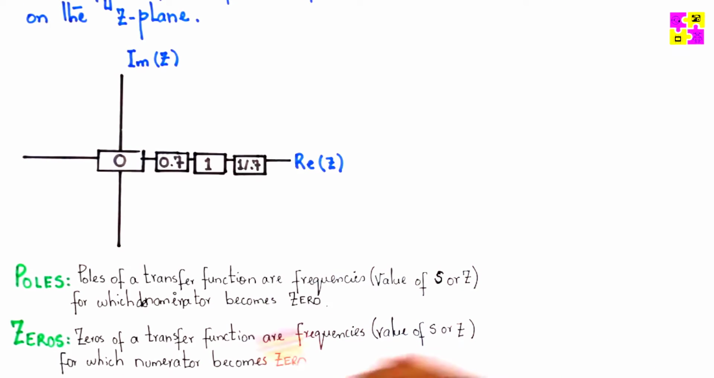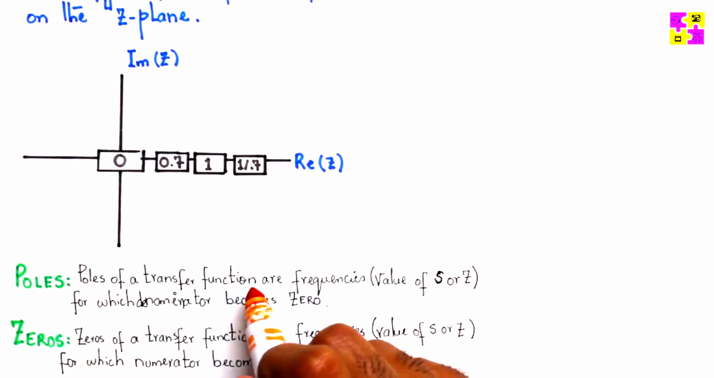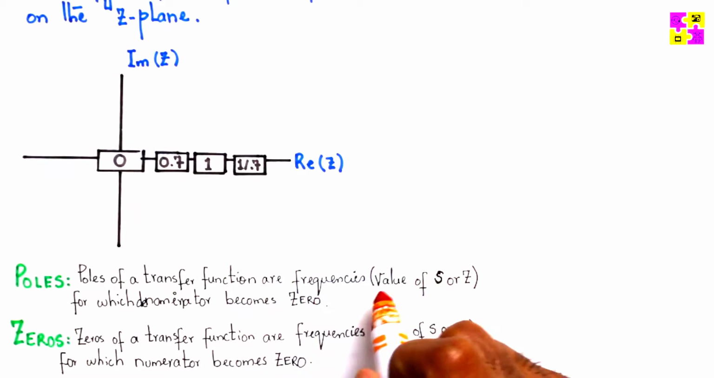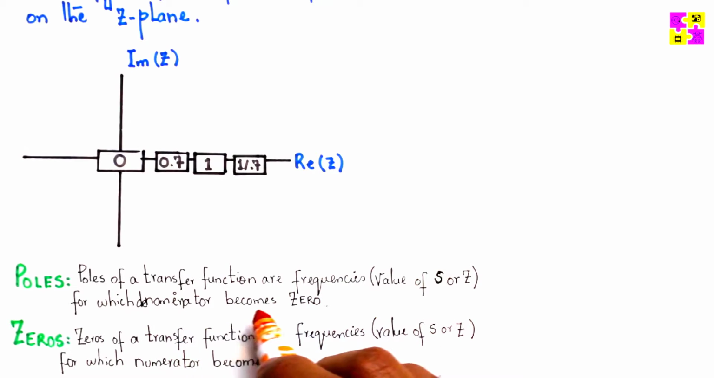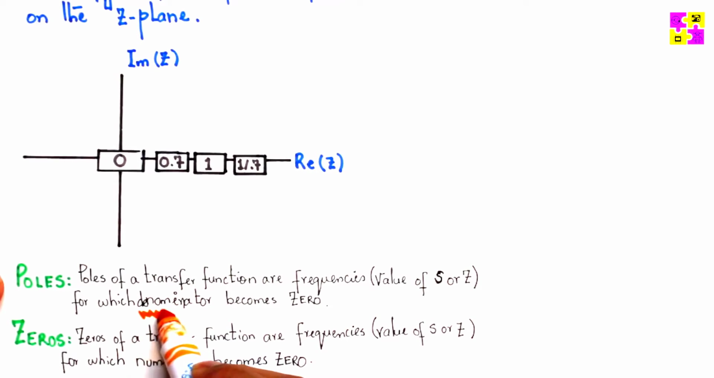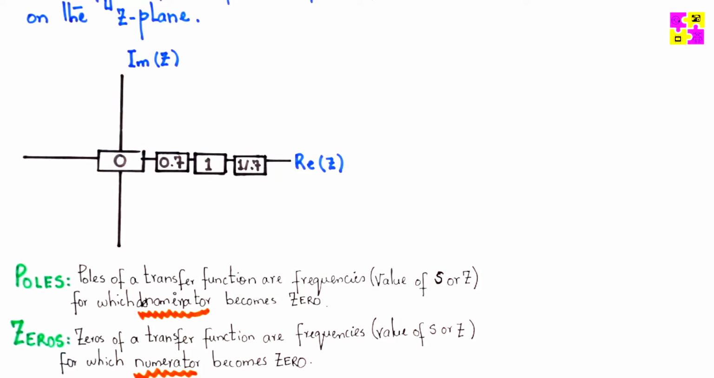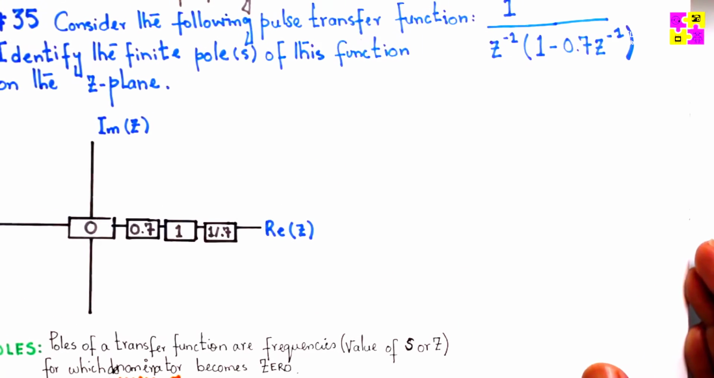For those of you who don't know what the poles are, well, the poles of a transfer function are frequencies, which are values of s or z, for which the denominator becomes 0. Zeros of a transfer function are frequencies, which are values of s or z, for which the numerator becomes 0, right? So poles are for which the denominator becomes 0, and for zeros, the values of s for which the numerator becomes 0.